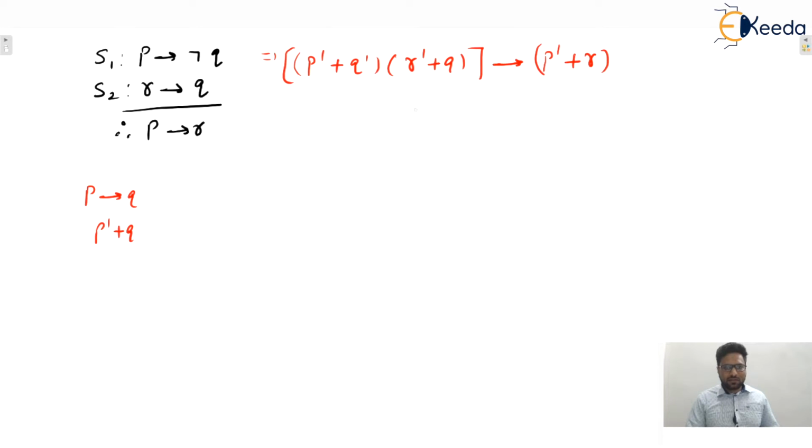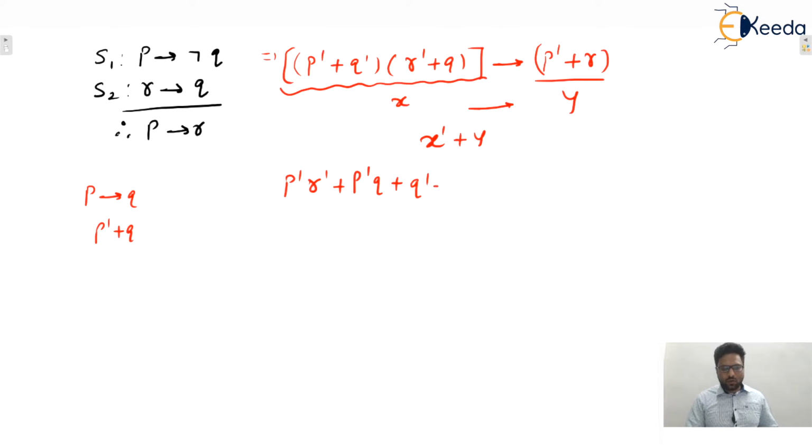Isn't it? Now check the validity of this statement. Let us simplify this one. This is X, this is Y. Now you only tell me, X implies Y is what? We can say X dash plus Y. So it becomes: multiply inside P dash plus R dash, plus P dash Q, then Q dash R dash, plus Q dash Q, whole complement, plus Y. Y is what? P dash plus R.